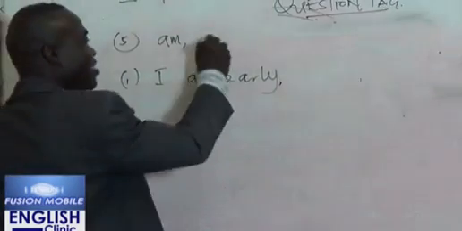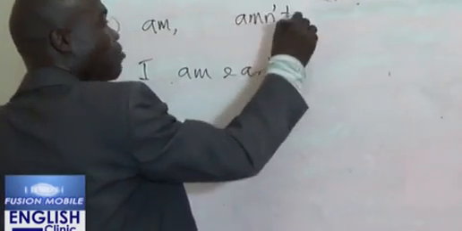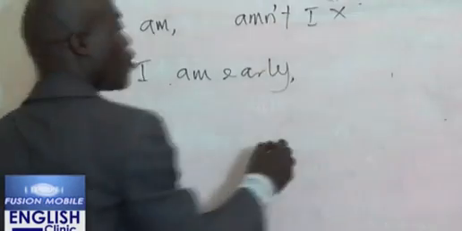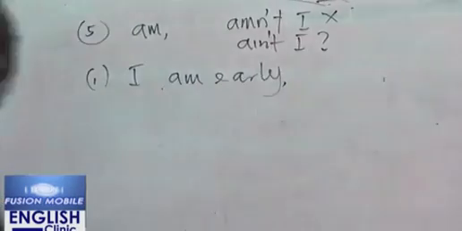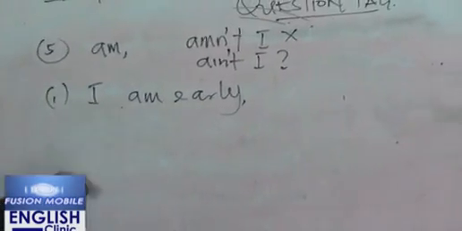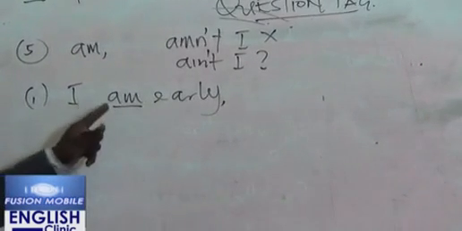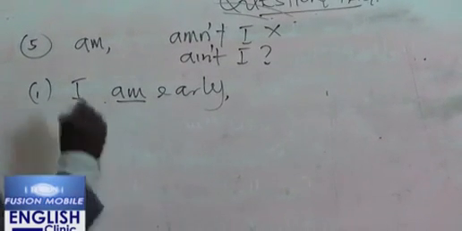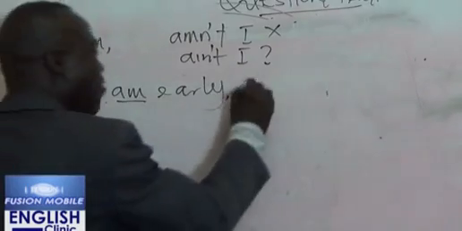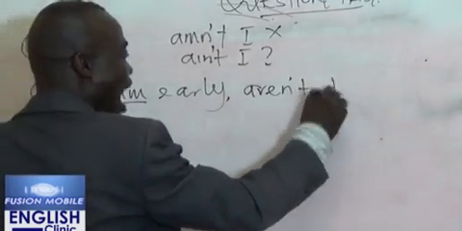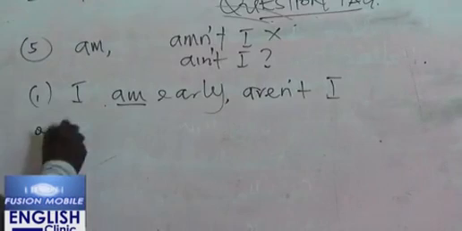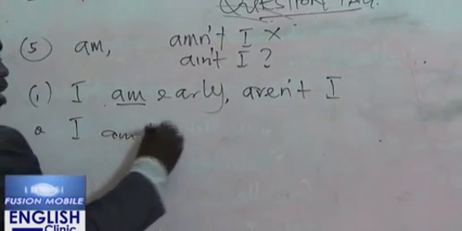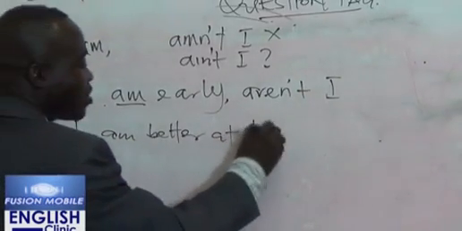Remember I said that we don't have the expression amn't I, and I told you that we also don't have the expression ain't I in British English. So whenever we have the expression I am in the statement, or you have the verb am in the statement, then for the tag we take the expression aren't. So we say, I am early, aren't I? Another example, I am better at tennis. The tag again will be what? Aren't I?